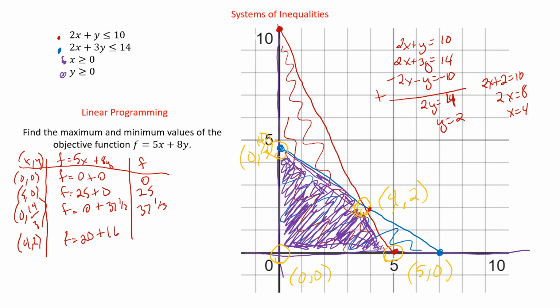And 36. So we want to find the maximum and the minimum. For those, you just need to decide which is the biggest number. 37 and a third is the maximum. 0 is the minimum. So that is an example of linear programming that just kind of said, all right, use this objective function.